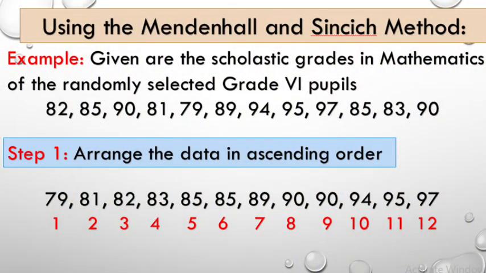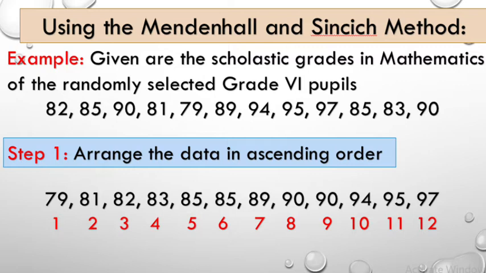Now let's have some examples. There are 2 ways in computing quartiles of ungrouped data. First is using the Mendenhall and Sincich method and the linear interpolation. Let's first talk about our first method. Let's say the given numbers are the scholastic grades in mathematics of the randomly selected grade 6 pupils. So we have 82, 85, 90, 81, 79, 89, 94, 95, 97, 85, 83, and 90.